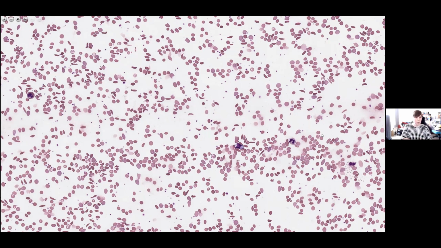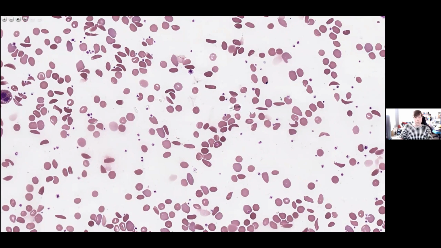Now, looking at this film, the first thing I notice is it's a bit of a mess. There's a lot going on in this field. The first thing my eye is drawn to is a lot of cells that are much darker staining. Some people will term these hyperchromatic, in that they appear to have a higher hemoglobin concentration than normal. If I zoom in and have a look, perhaps over here, let me know in the chat if you know what these cells are. But a lot of these are classic sickle cells.